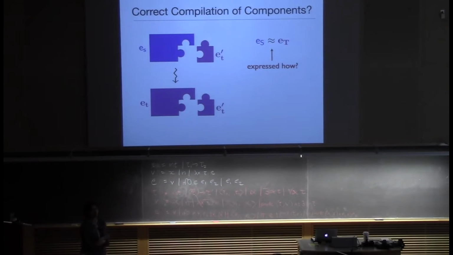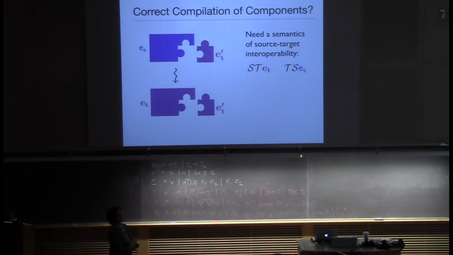What would it mean to link ES with ET prime? Exactly. It doesn't mean anything. We don't know how to link source code and target code. So if we want to formally specify what such linking could possibly mean, we need to specify a semantics of source and target interoperability. Multi-language semantics exist. So let me just explain what this is. I'm asking you to imagine a source-target multi-language semantics that takes the source language and the target language and puts them together.